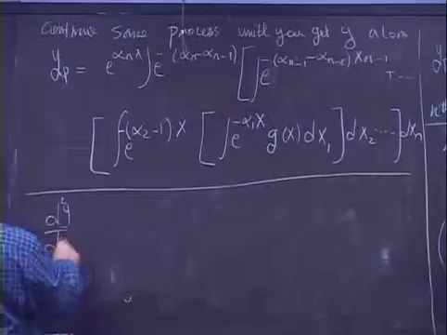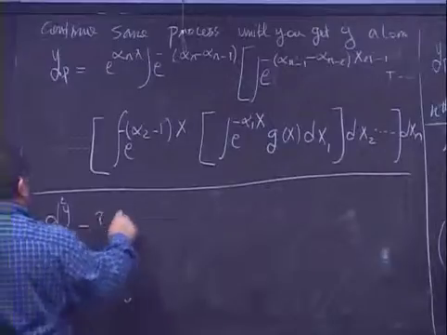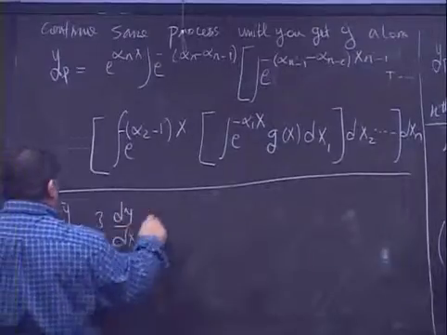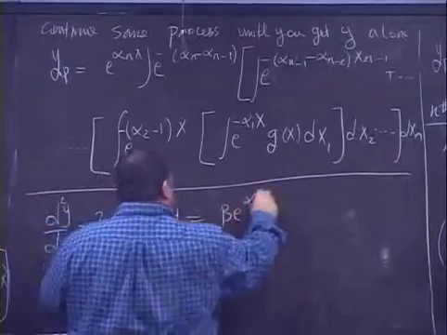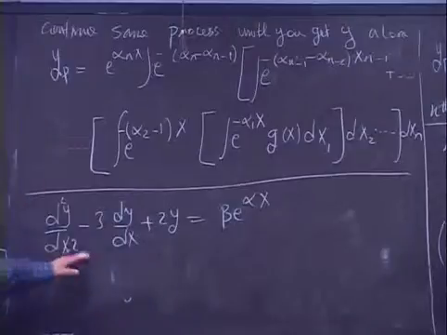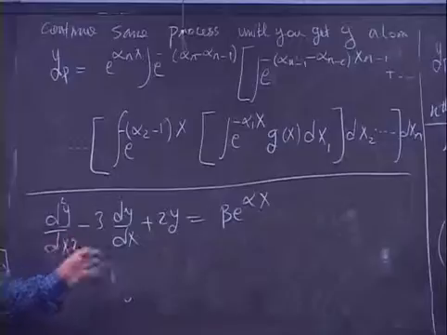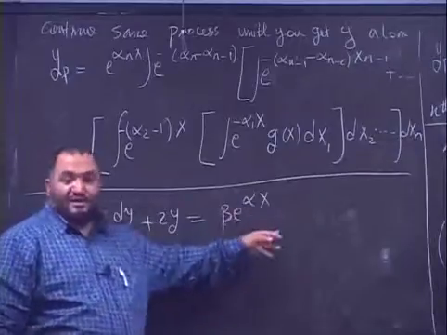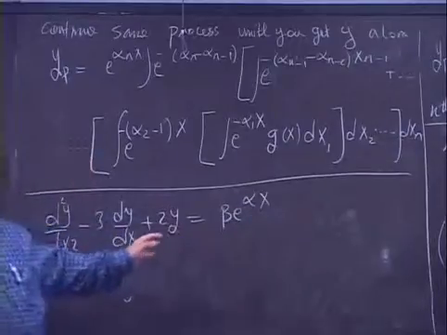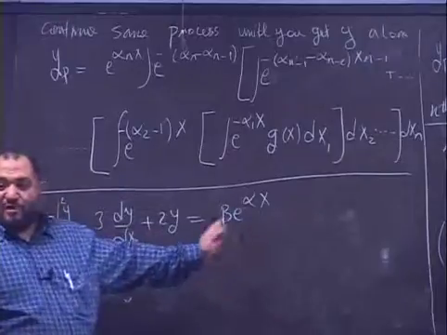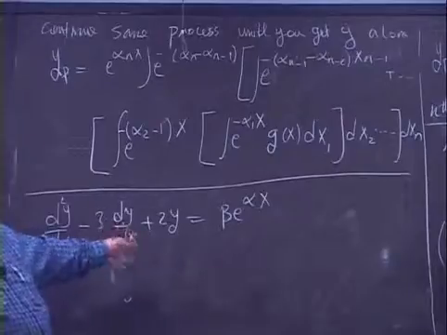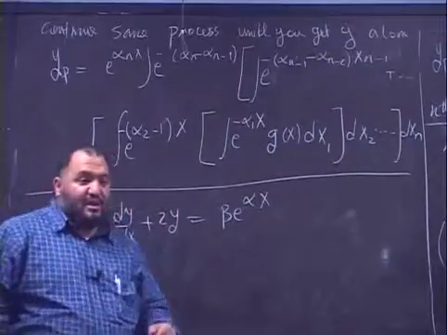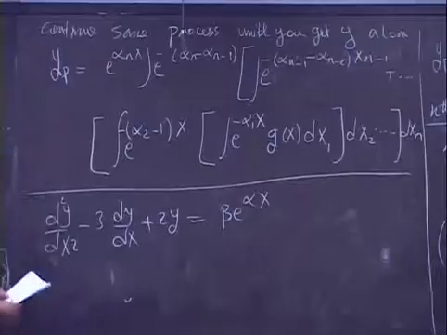d2y by dx square minus 3 dy by dx plus 2y equal to beta e to the power of alpha x. For this equation, what we did was directly substitute with c e to the power of alpha x, and we got the constant c, which was beta over alpha square minus 3 alpha plus 2. Yes? So now let's try this method.